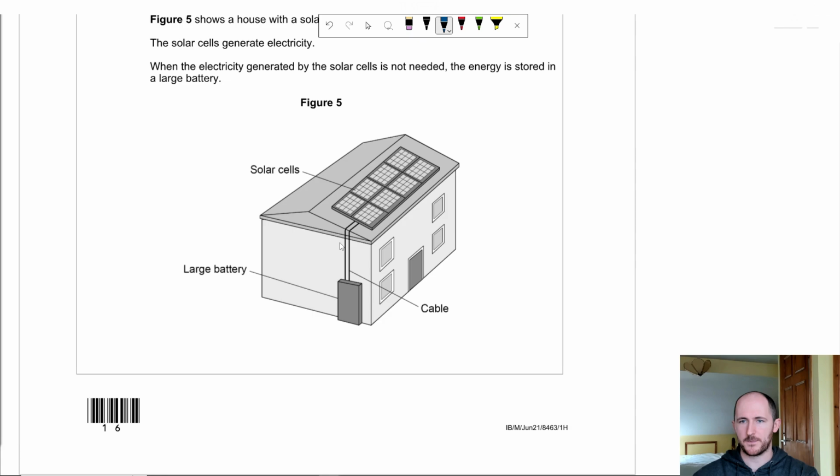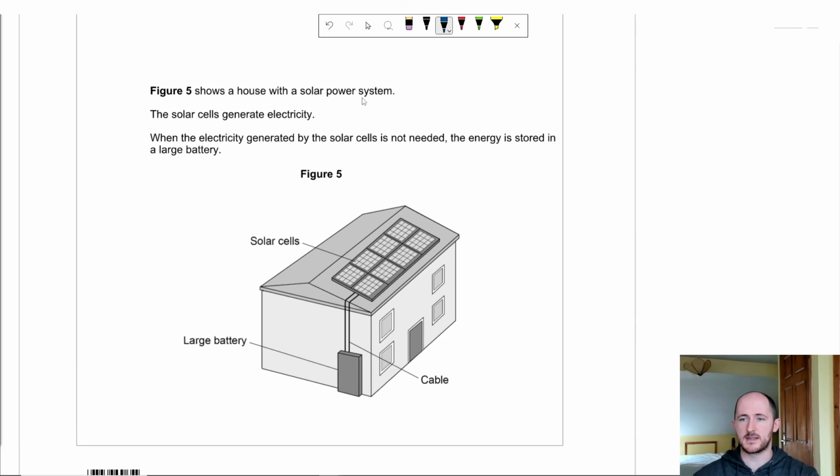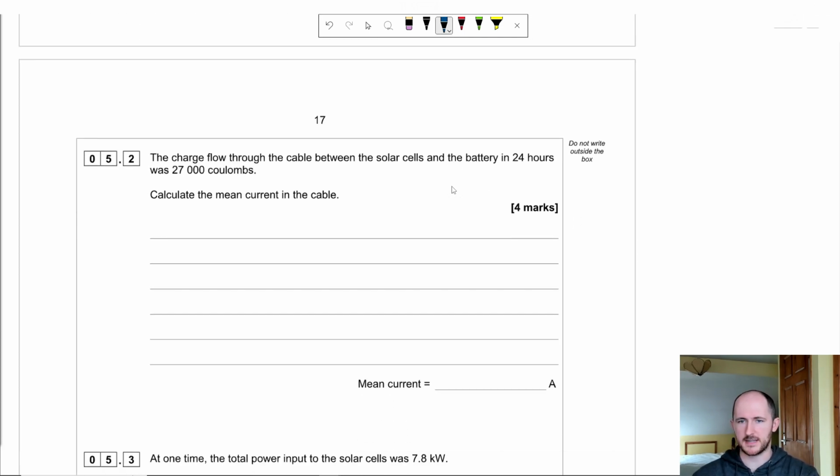So, figure 5 shows a house with a solar power system. So you have solar panels or cells on the roof, and then it goes into a large battery when it's not needed. Perfect. The charge flow through the cable between the solar cells and the battery in 24 hours is 27,000 coulombs. So what is the current?